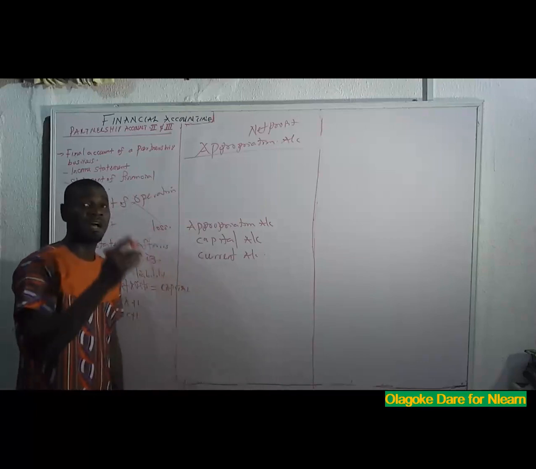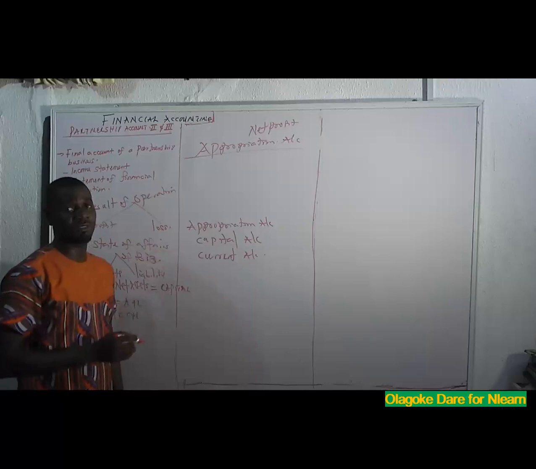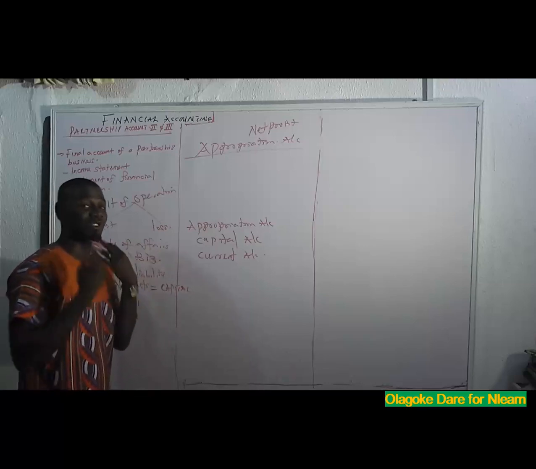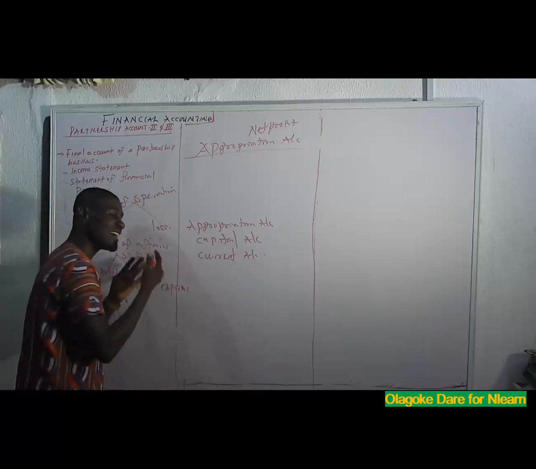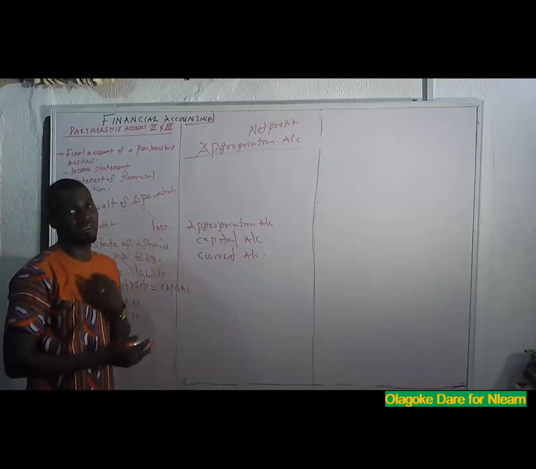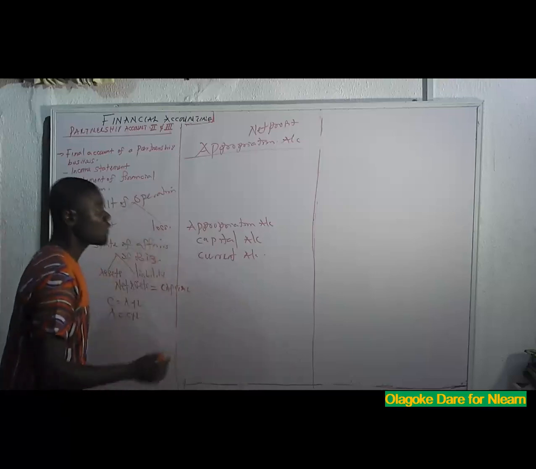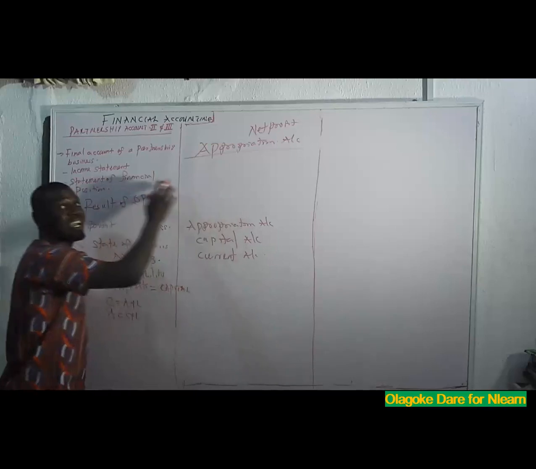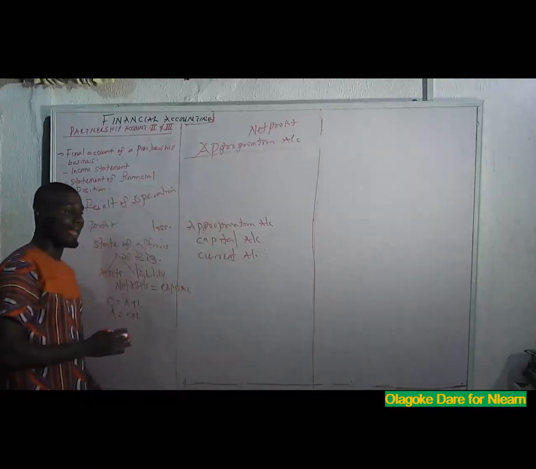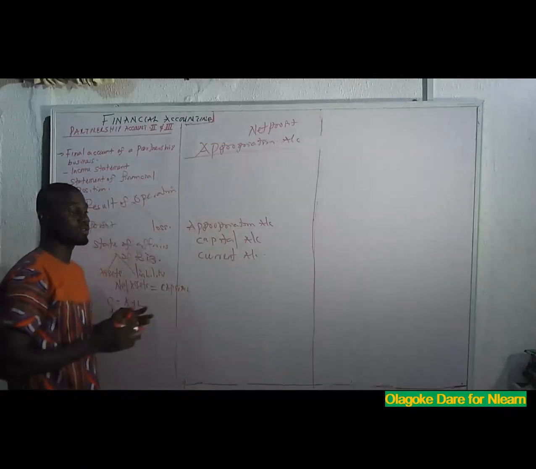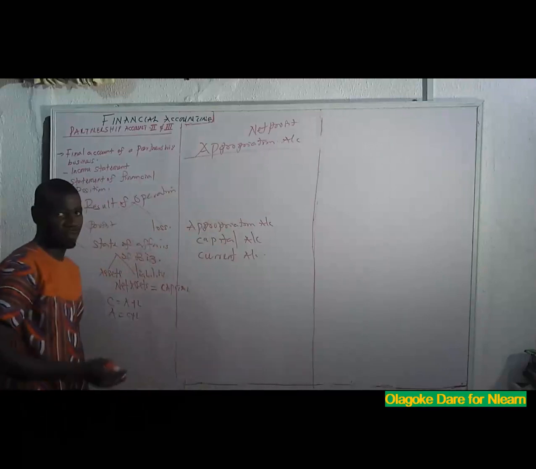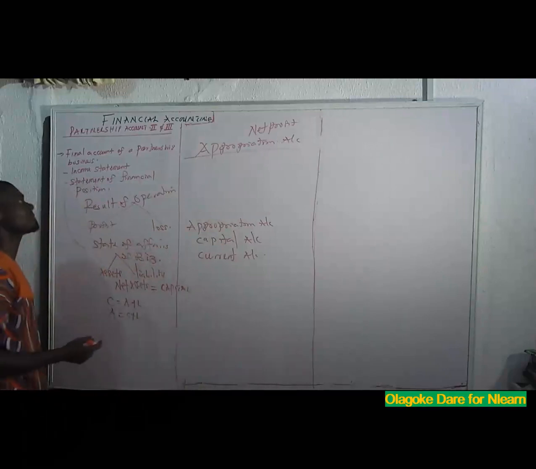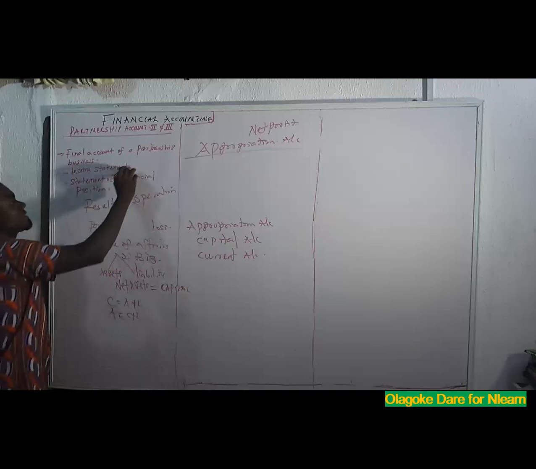And don't forget, the partnership deed is very important. You are not to share based on your own knowledge. You share based on the agreement of the partners in the partnership business. So the appropriation account will be needed to share the profit. Then you take the balance to the current account to determine the balance of the partners. That's that for the income statement.